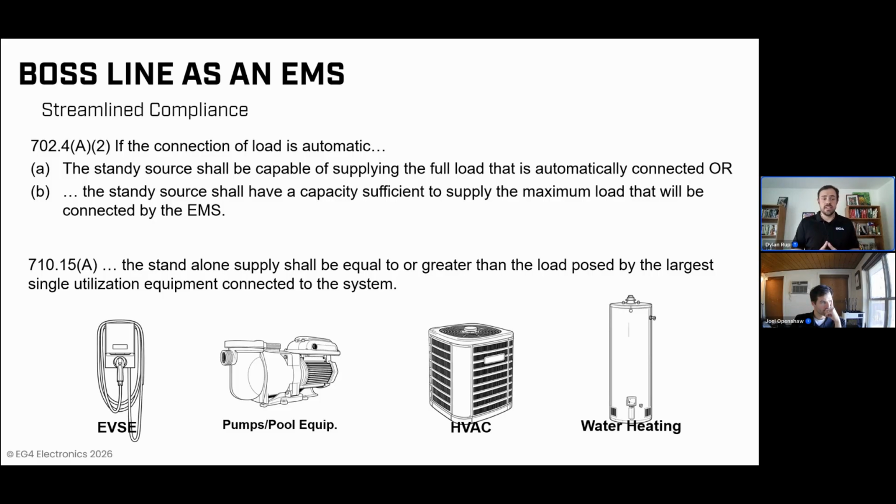The other interesting one is the standalone supply shall be equal to or greater than the load posed by the largest single utilization equipment connected to the system. Again, a common one we see is where somebody might have something like the Ford Charge Pro EV charger, which is an 80 amp output charger. If you want to support 80 amps off grid, you're going to need multiple inverters to do so. You probably don't want to charge your EV when the grid is down. That's not the ideal time, in my view, at least. Again, this load shedding capability allows you to still have that load be supported by the energy storage system when the grid is up, and then automatically shed when the grid goes down to be compliant to this code article.